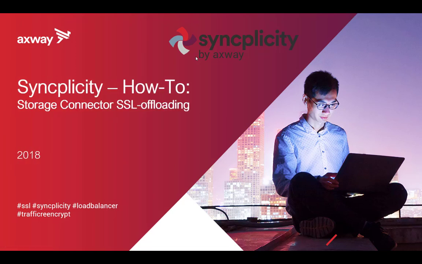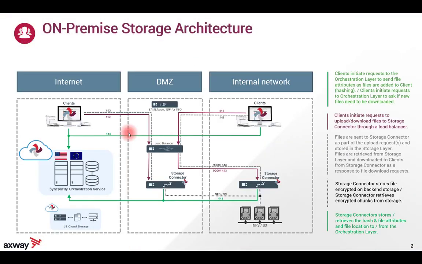Hello, in this video we would like to tell you a little bit more about how you can configure your storage connector to listen on port 443 and to do SSL termination. In a regular architecture, there is always a load balancer in front of your storage connectors. It has two roles. First, it will accept the traffic from your clients from the local area network or the internet and terminate the SSL traffic from port 443 and redirect it to port 9000 HTTP to your storage connectors.